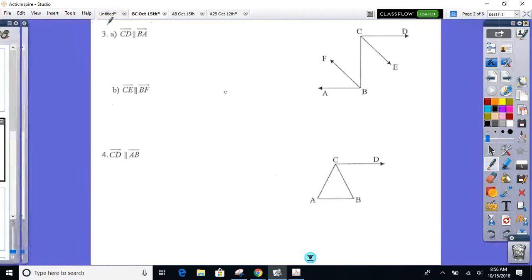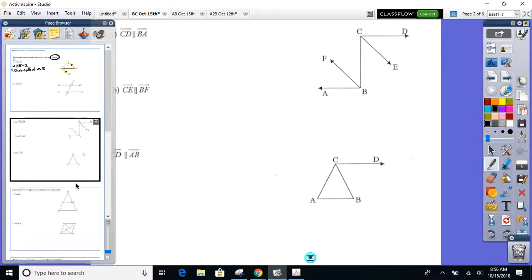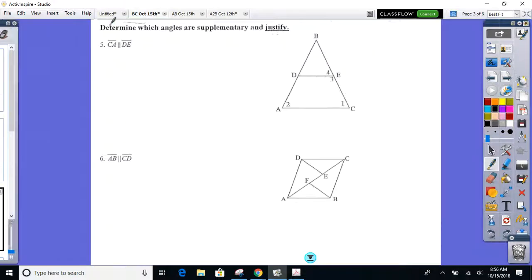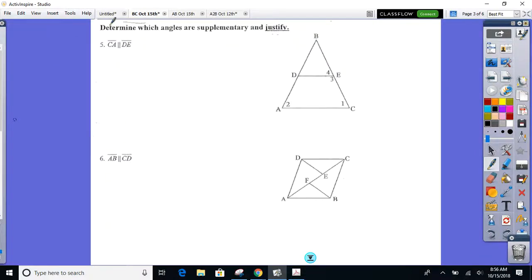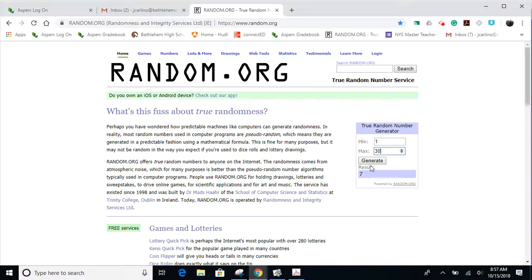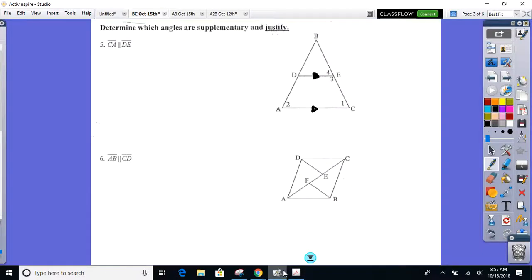Number 5. Now you're asking which angles are supplementary, not congruent, supplementary, and why. So CA is parallel to DE. Which angles are supplementary now? Not congruent, supplementary. Oh, number 1, any up here you see that are supplementary? Angle 1 and angle 3, yes. Angle 1 is supplementary to angle 3.